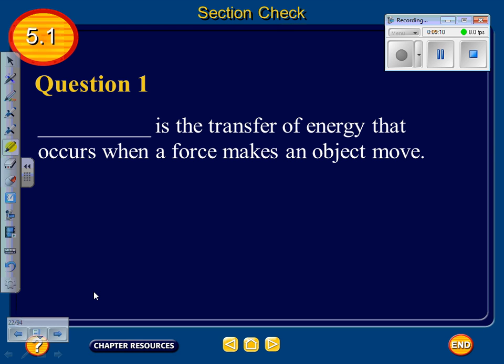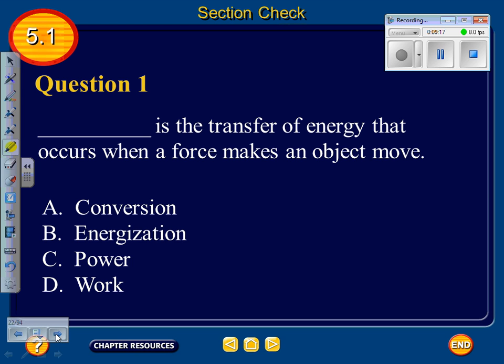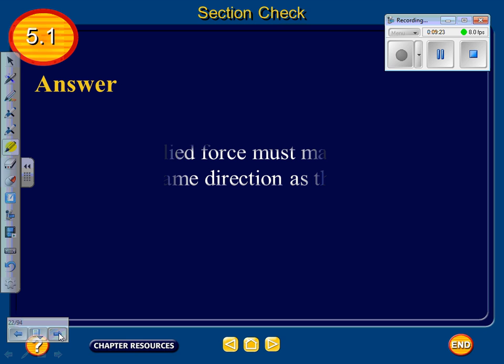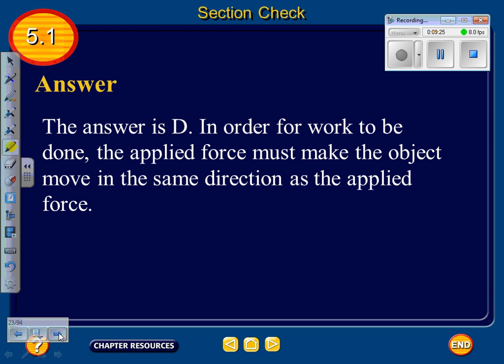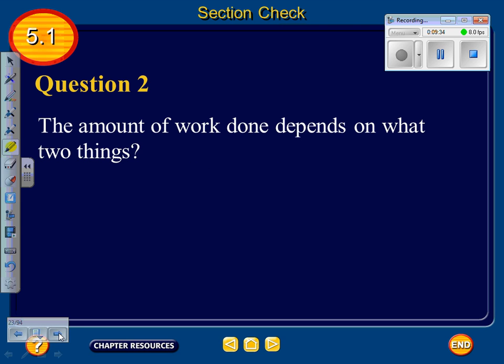Question 1 asks, blank is a transfer of energy that occurs when a force makes an object move. Conversion, energization, power, or work. And the correct answer is work. In order for work to be done, the applied force must make the object move in the same direction as the applied force.